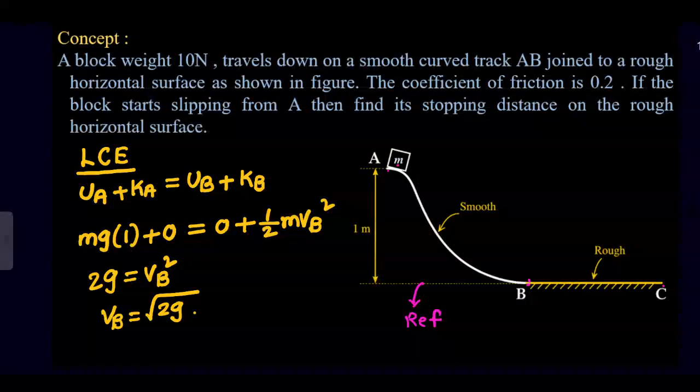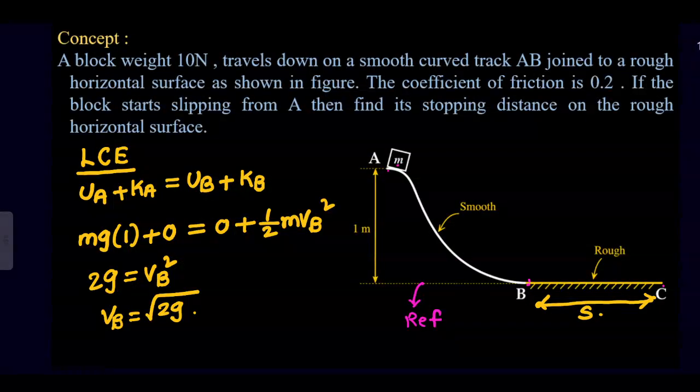With this velocity, the body starts moving from B to C. While the body is moving like this, there is friction from B to C. At C the velocity is 0. At C the velocity is 0, finally it has stopped. Here we have friction. How much is this distance we need to calculate? This is my displacement, which we have to calculate. It is moving on a horizontal surface.